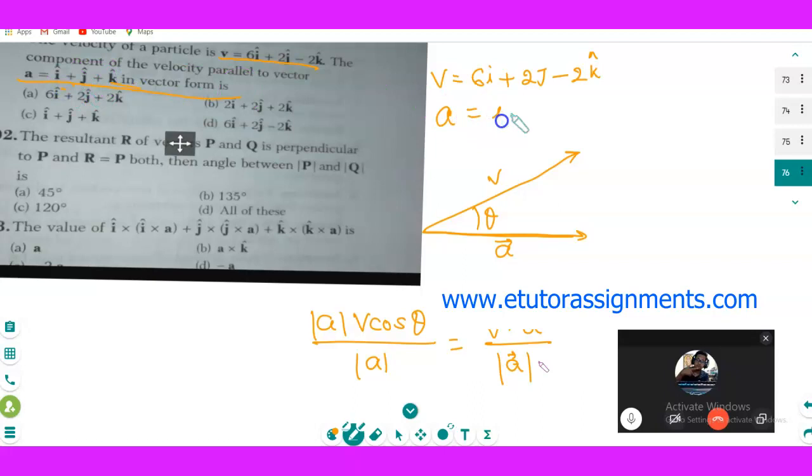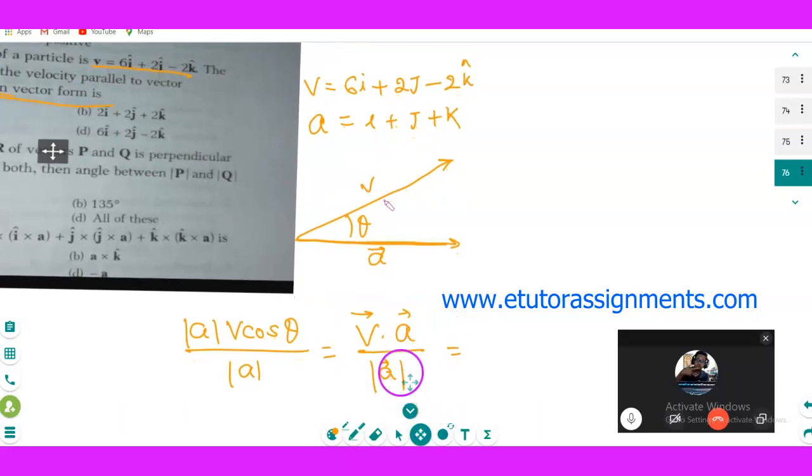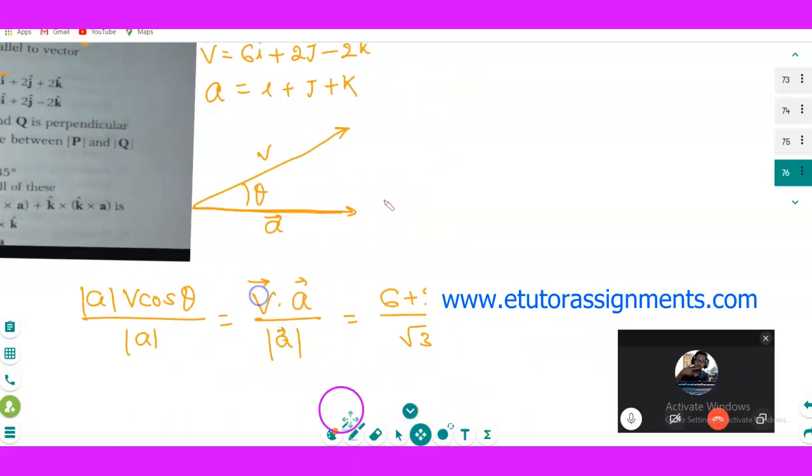A is i plus j plus k, so V dot A is 6 plus 2 minus 2. Mod of A is root 3. So 6 by root 3, or 2 root 3, is the component of velocity parallel to A. Is it clear or not?